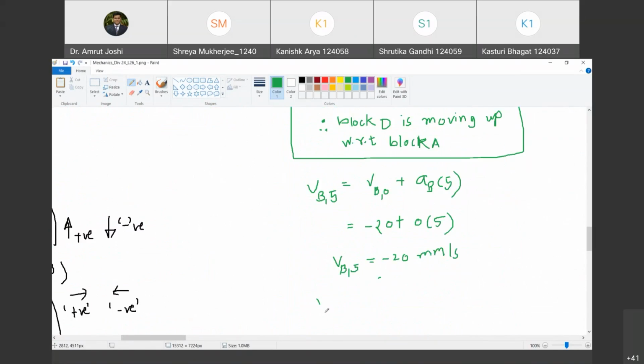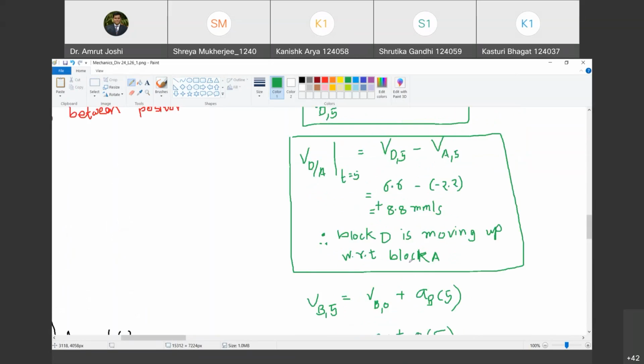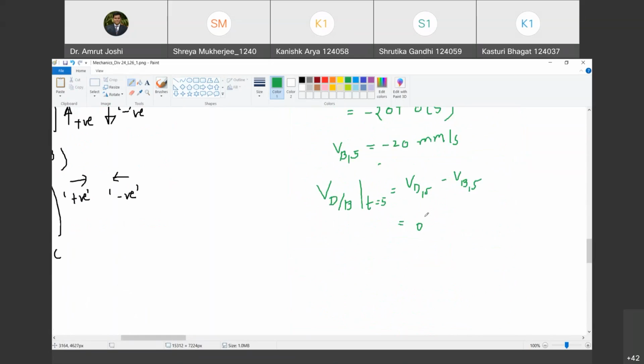Happy? Yes, sir. Now, what is the velocity of block D with reference to the velocity of block B at time t equal to 5 seconds? It is VD5 minus VB5. So it is equal to 6.6 minus of minus 20. Agreed? Yes, sir. So it is how much? 26.6 mm per second. And positive आया तो इसका मतलब क्या है? Block D is moving up with reference to block B.